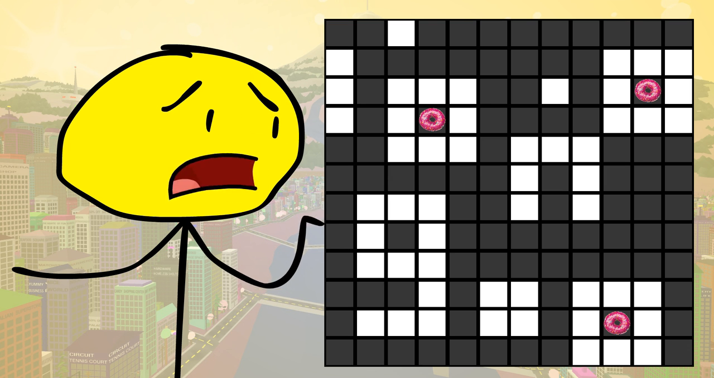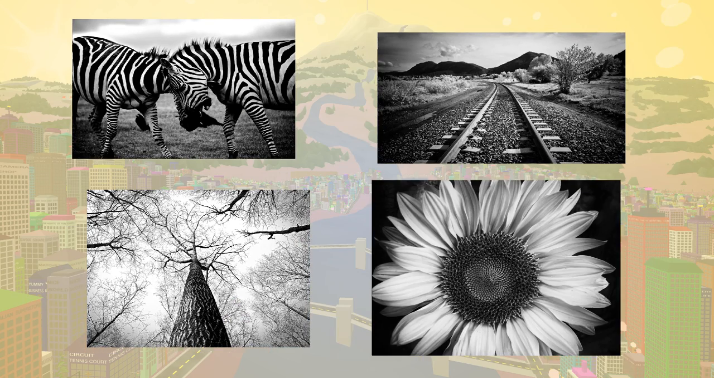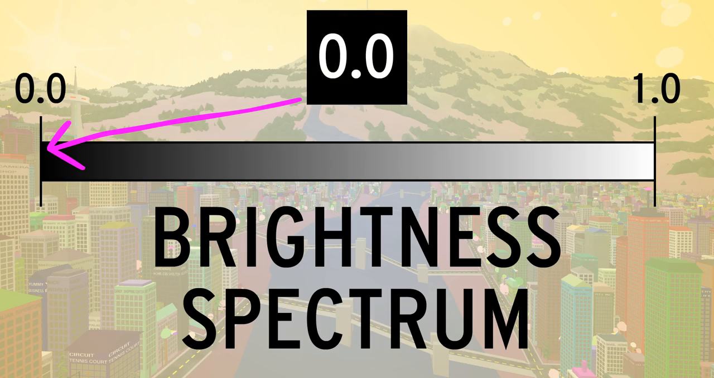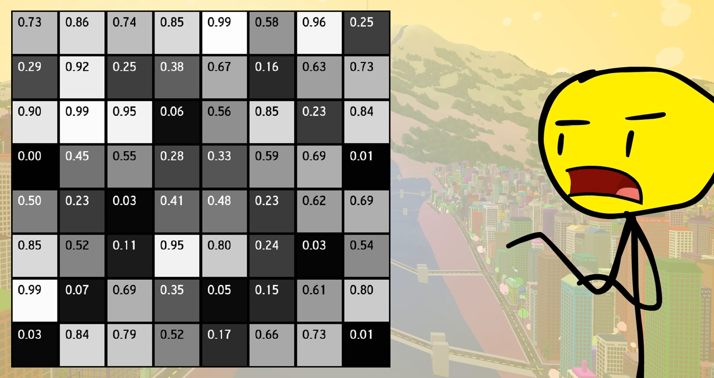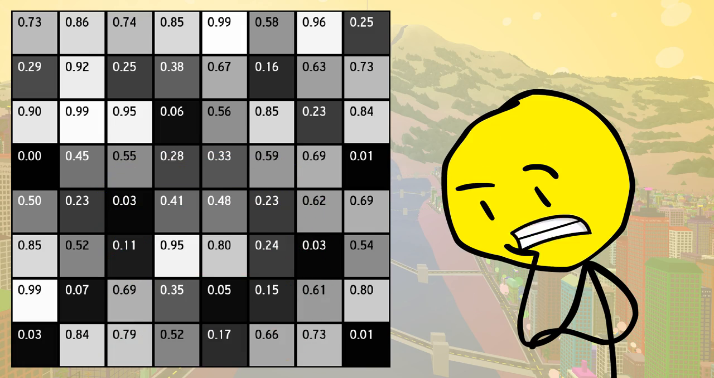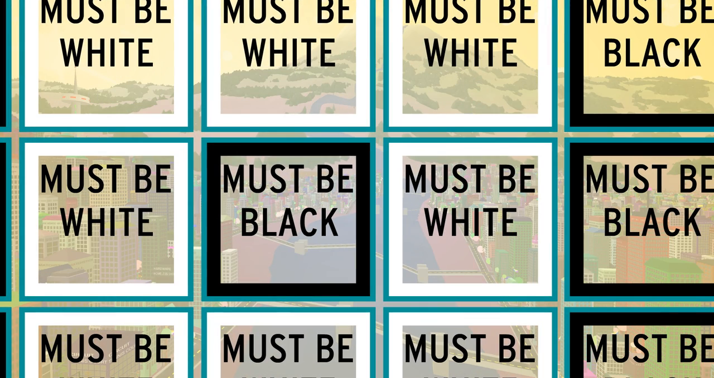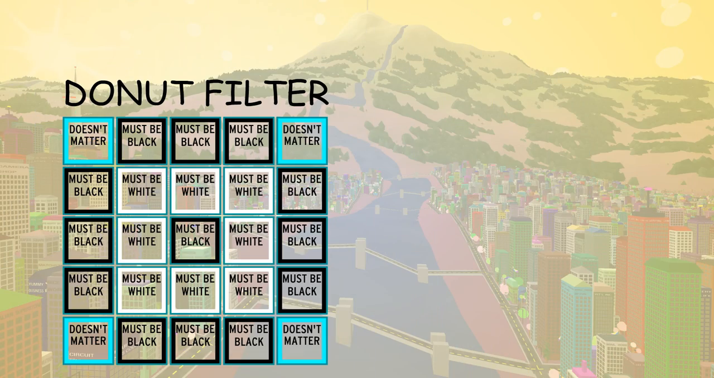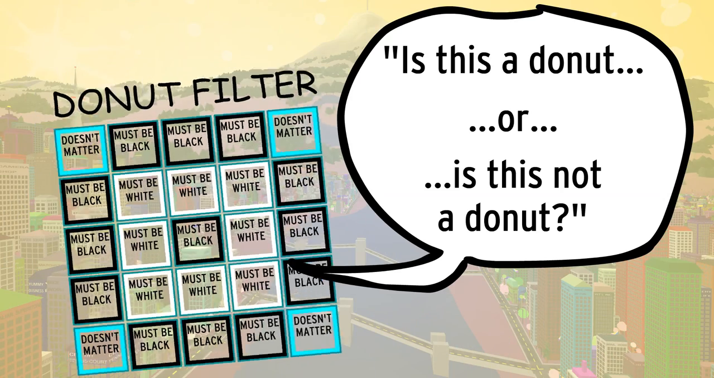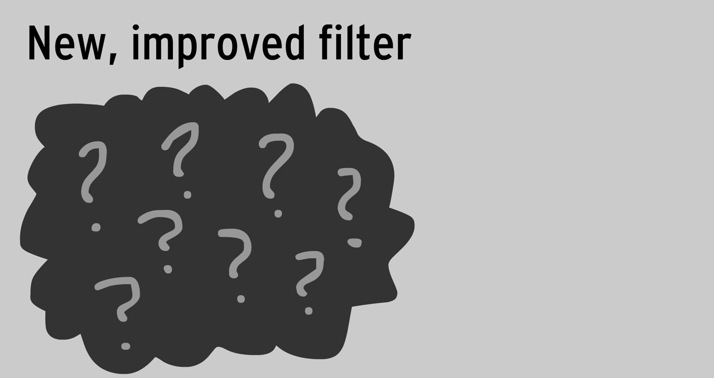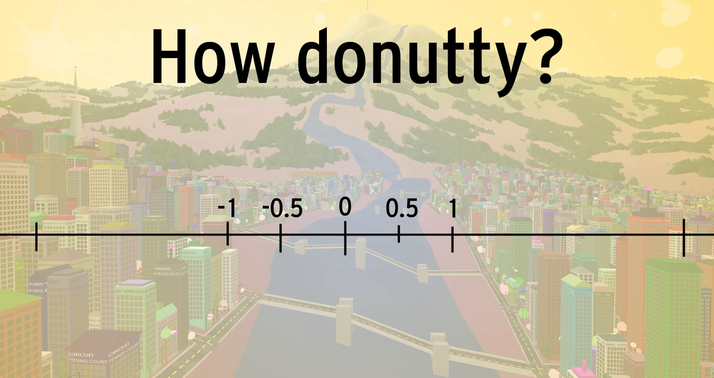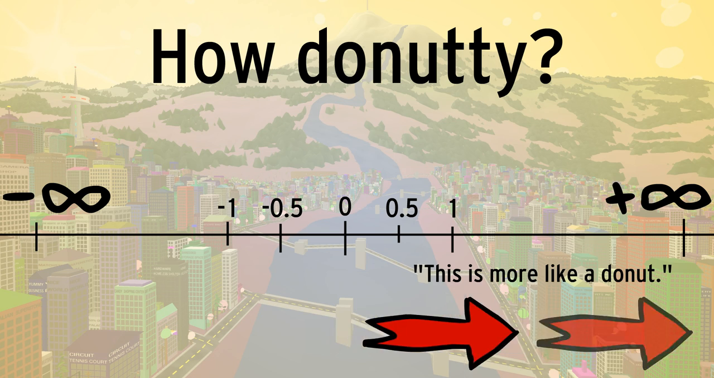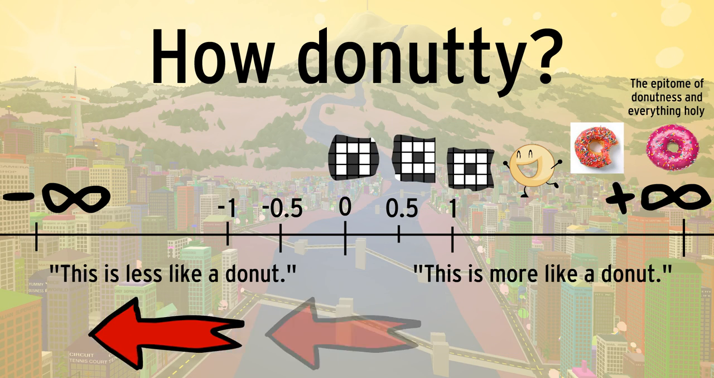However, most images aren't as simple as black or white. For most images, the pixel's brightness exists on a spectrum from 0 to 1. So it could be 0.5 or 0.1. Ignore color for now. So, when we're searching for donuts, we can't use a filter that's so simplistic it only asks for yes or no questions. Rather than asking, is this a donut or is this not a donut, our new improved filter should instead ask the question, how donutty is this pixel? On a continuous scale, from negative infinity to positive infinity, with higher values meaning this is more like a donut, and lower values meaning this is less like a donut.